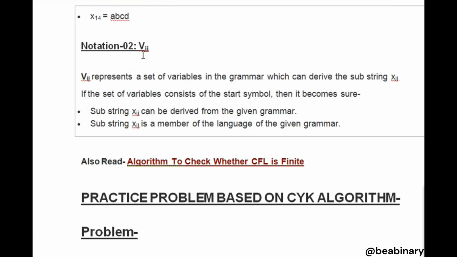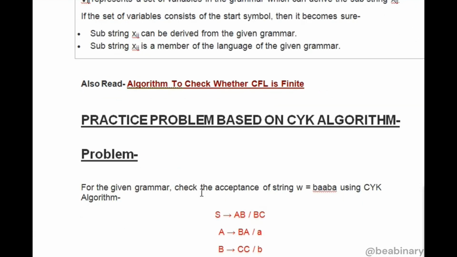उसके बाद नोटेशन ऑफ दैट Vij. Vij represents the set of variables in the grammar which can derive the substring xij. मतलब corresponding xij की वैल्यू हमें कैलकुलेट करनी है. If the set of variables consists of the starting symbol, कहाँ से start हुआ, then it becomes sure that the substring xij can be derived from the given grammar, and substring xij is a member of the language of the given grammar, ठीक है. तो we have to derive and then we solve it.